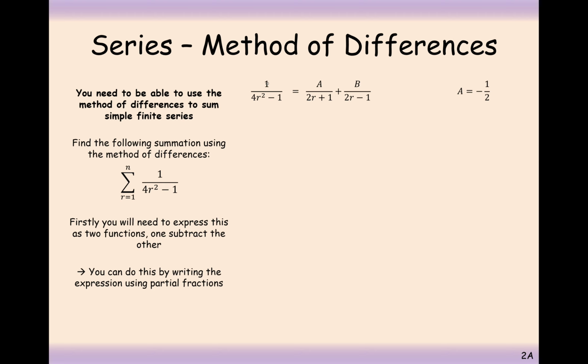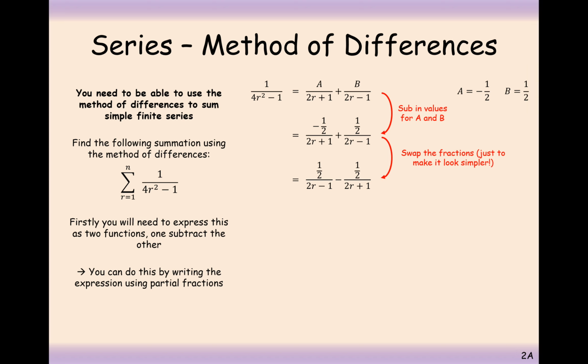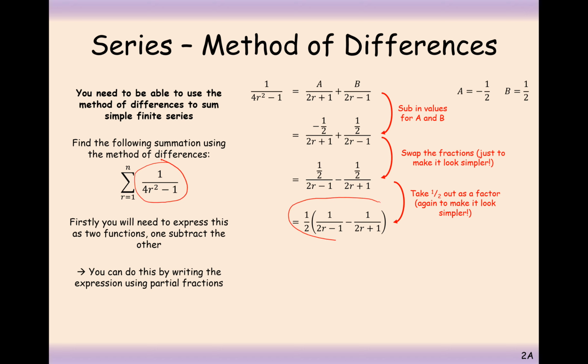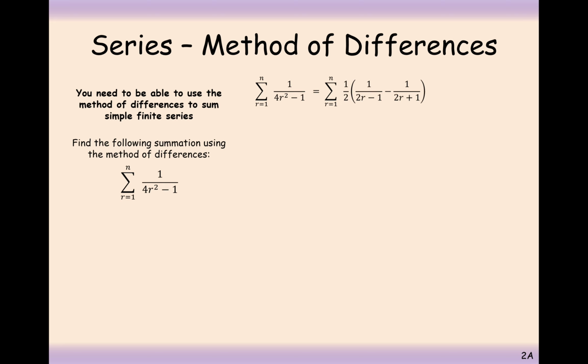We can write down that 1 over 4r squared minus 1 is equal to minus a half over 2r plus 1, plus a half over 2r minus 1. Let's factorise out that half to the front, and then swap the fractions round the other way, just to make it look a bit nicer. So we've got a half brackets 1 over 2r minus 1 minus 1 over 2r plus 1. Okay, so what we've now just shown is that this thing here is equal to this thing here. So what we'll now do to find the summation of this thing here is we'll summate this thing here.